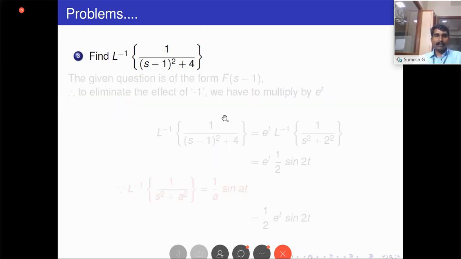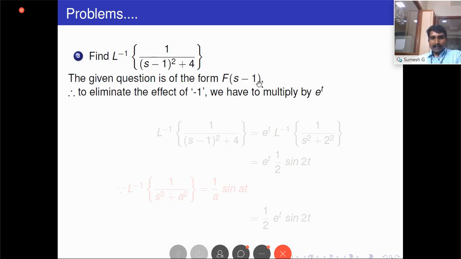One more question. Find inverse Laplace transform of 1 by s minus 1 whole square plus 4. Here again, consider the denominator. We always look into the denominator. Denominator is of the form s minus 1. So totally, the function is of the form s minus 1 because numerator is constant. So to eliminate the effect of minus 1, we have to multiply the expression by e raised to t.